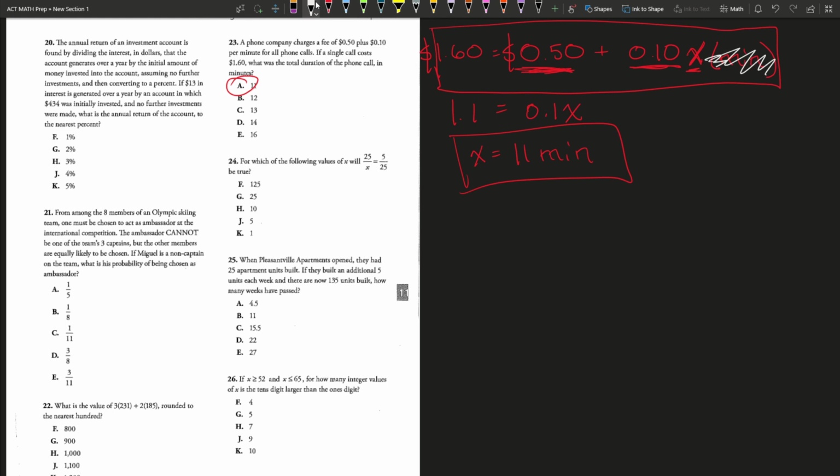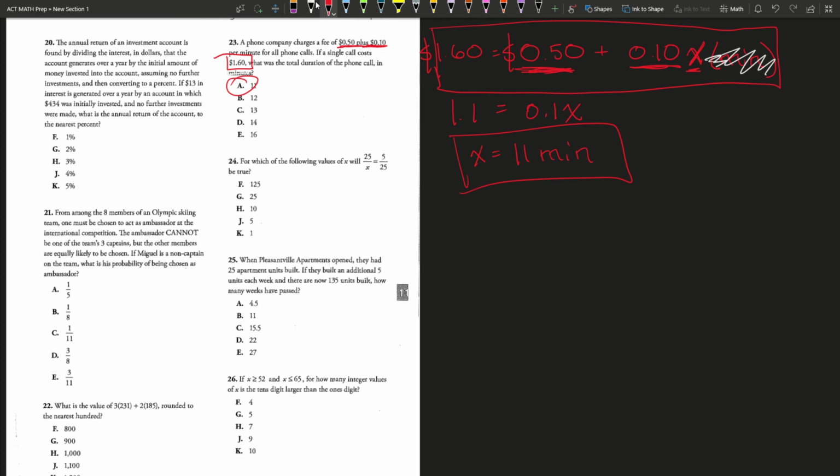So when you get to a question like this, just set up an equation, all right? Which is sometimes easier said than done, but you should know that your total price here is going to be equal to 0.5 plus 10 cents per minute. And if you can just put that into a mathematical equation and solve it, then you're good.